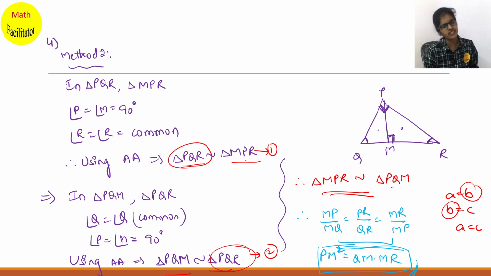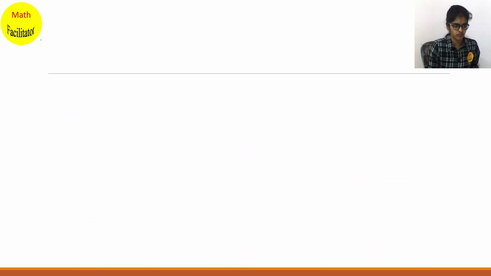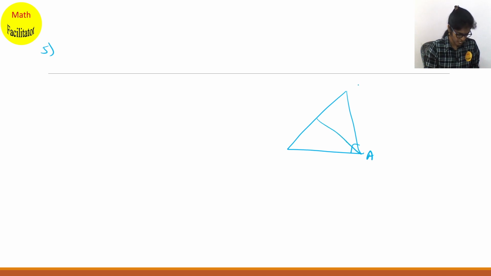Fifth bit is again the same. Fifth question. You have a right angle triangle. Here I will do it directly now. This is A, D, B, C, and you are dropping AC perpendicular to BD. So you have to prove AB square is equal to BC into BD. See, AB square is equal to BC into BD.